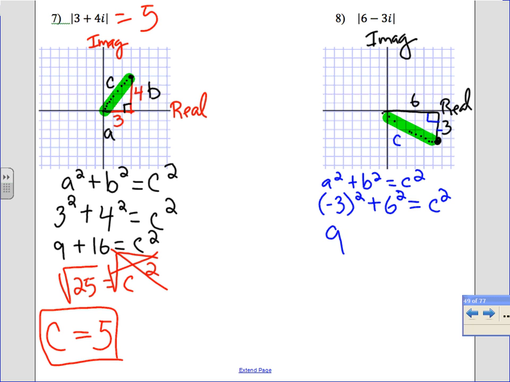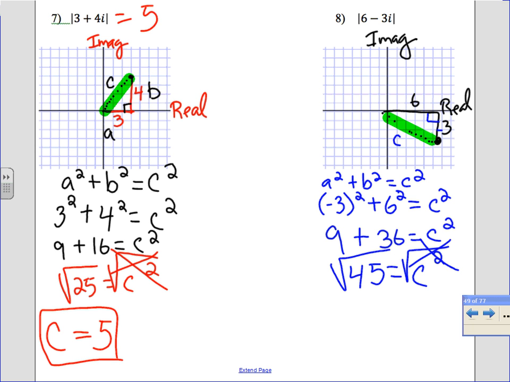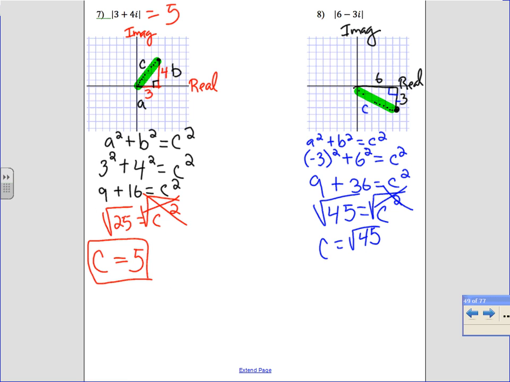(-3) squared is +9, plus 6 squared is 36, all equal to c squared. 9 plus 36 is 45, which is still equal to c squared. Now, we're coming down to our last step, just like we did in the previous problem. To get rid of c squared, square root both sides. This goes away. It becomes c to the first power, which allows us to get c equals the square root of 45. Now, we're not done.